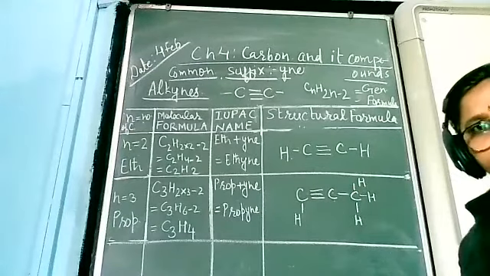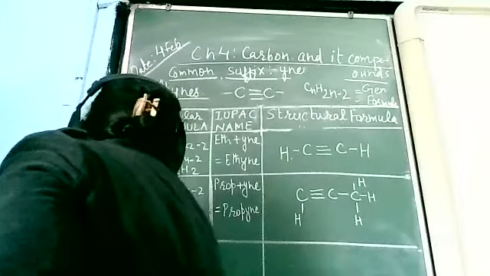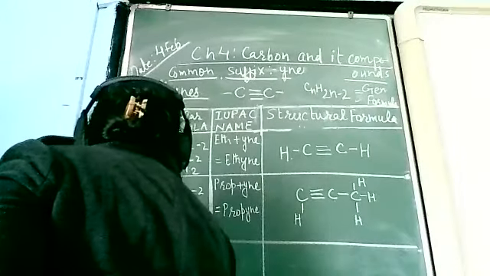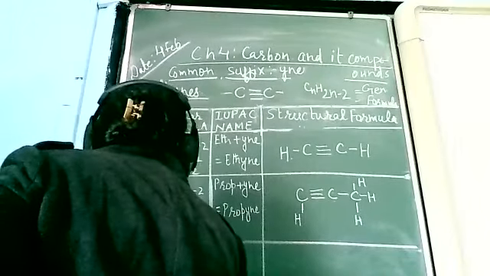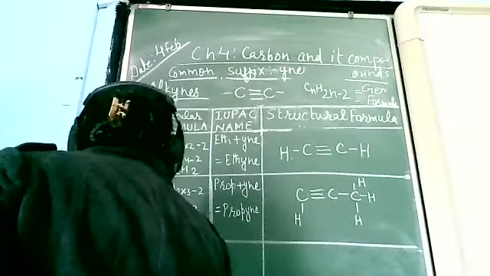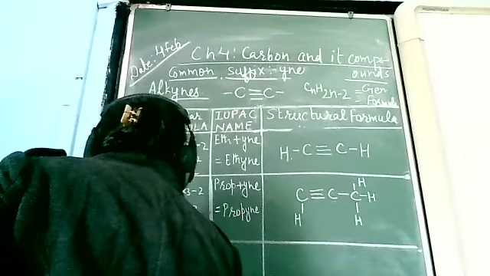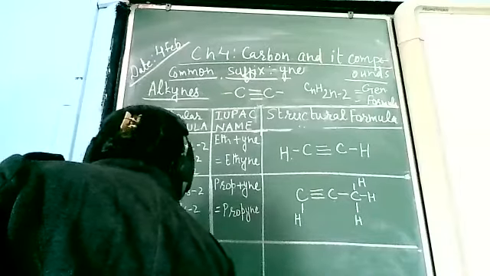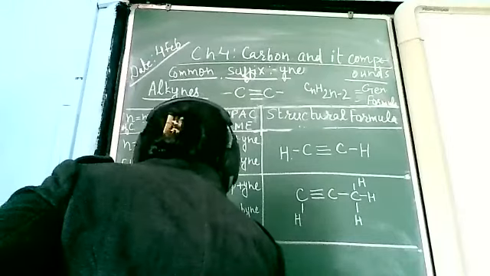Clear? n is equal to 4. C4H6. Butyne. The name will be but plus yne.